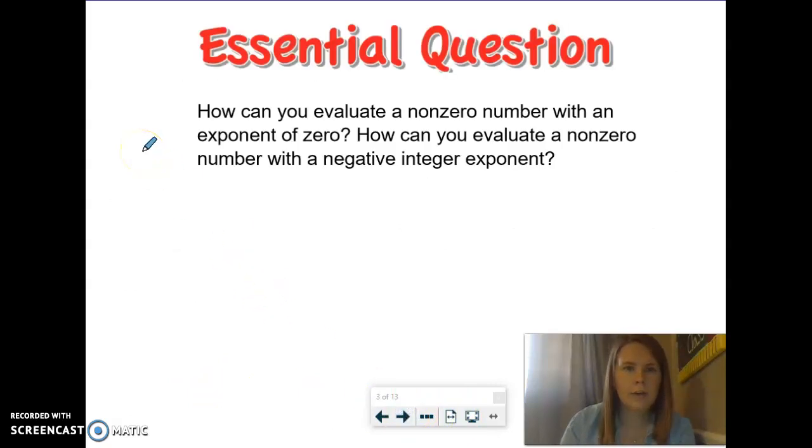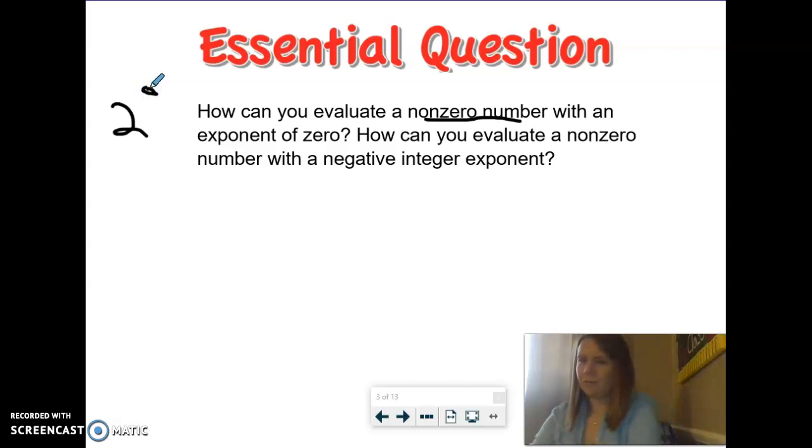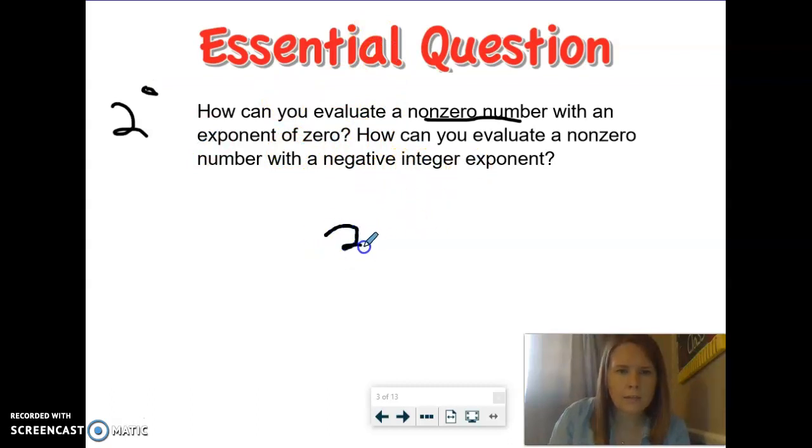Question of the day: how can you evaluate a non-zero number with an exponent of zero? Basically they mean anything that has a base that's not zero, so maybe 2, and you have an exponent of 0. Again, it's so hard to write with this. I'm going to try and fix this a little bit. And then, how can you evaluate a non-zero number with a negative integer? Maybe you have a base of 2 again, but you have a negative 3 as an exponent. So how are you going to solve problems with a negative exponent?